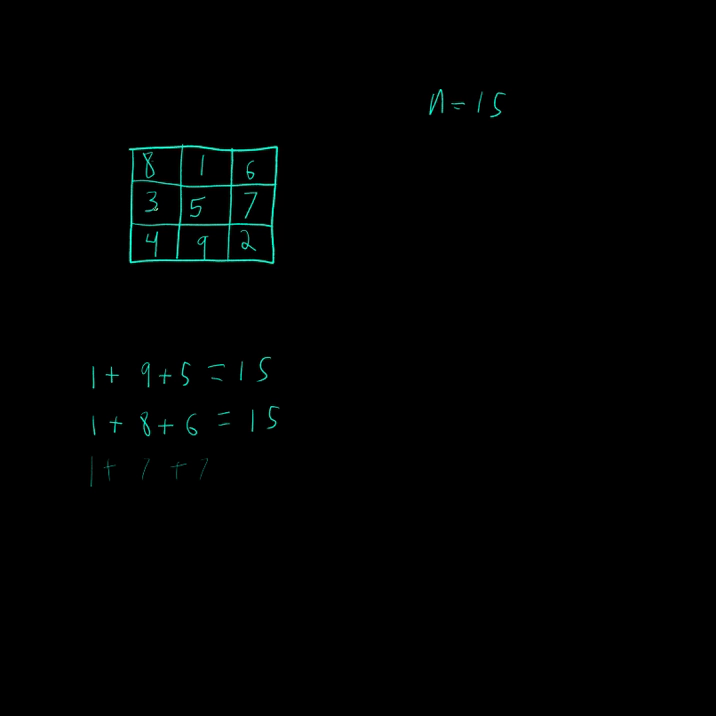8 plus 3 is 11, plus 4, 15. 9 plus 1 plus 5, 15. 2 plus 6 is 8, plus 7, 15. 4 plus 6 is 10, plus 5, 15. 2 plus 8, 10, plus 5, 15. 2 plus 4, 6, then plus 9, 15. 7 plus 3, 10, plus 5, 15. 6 plus 1, 7, plus 8, 15.